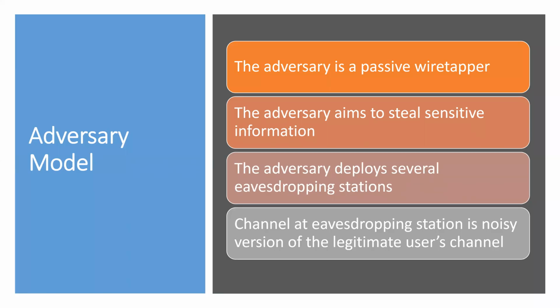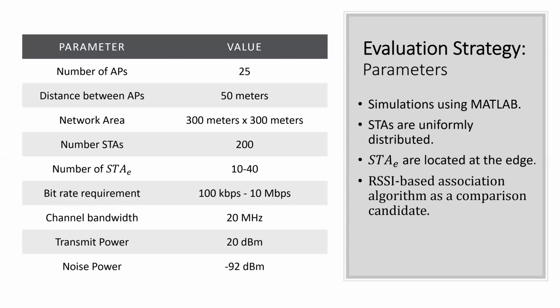To validate this work, we propose an adversary model based on a passive wiretapper. So the adversary is just trying to steal sensitive information. It's not trying to do anything actively malicious, but just passively malicious. And for that, it deploys several eavesdropping stations at the perimeter of the large Wi-Fi network. The eavesdropping stations have access to a channel that is a degraded version of the legitimate channel, which essentially means it's noisy and not as good as the legitimate stations' wireless channels.